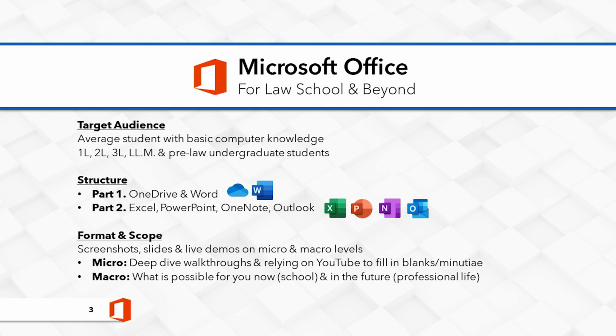And then in part two, we're going to cover Excel, PowerPoint, OneNote, and Outlook because I think that these are applications that you'll probably use a little less at law school, but more after you graduate, especially Outlook. However, these applications are still useful at law school, and I have lots of specific law school-based examples to share with you. So the format and the scope, I'll be talking about things on the micro and macro level. So what I mean by that is on the micro level, I'll be showing you specific steps for how to do things and explaining why you should be doing them.